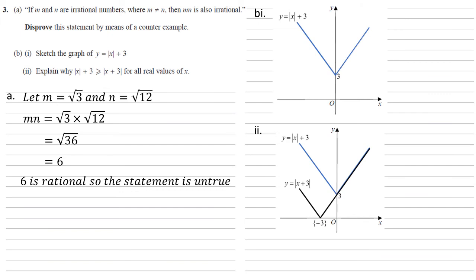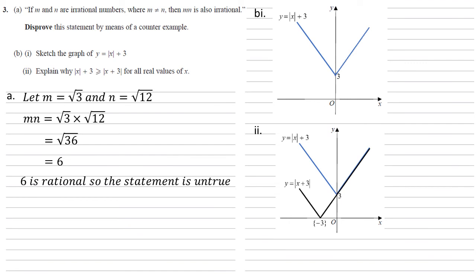At this point, as x gets smaller than negative 3, x plus 3 would become negative, but we're taking the modulus, so it starts going back up again as a reflection of the right-hand side in the line x equals minus 3.